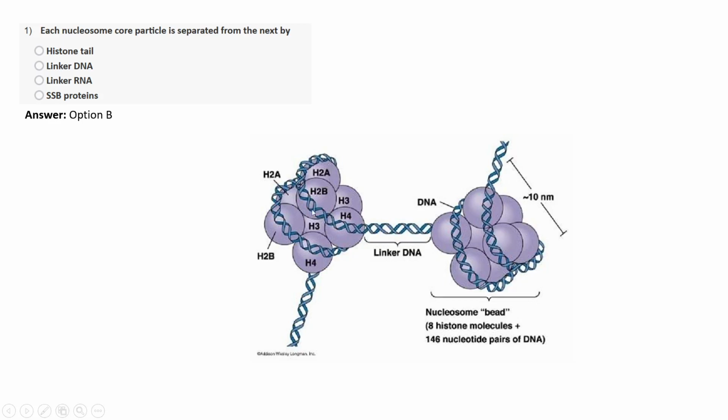Each nucleosome core particle is separated from the next by what? Histone tail, linker DNA, linker RNA, or SSP protein. So what can be the correct answer? Each nucleosome particle is separated by the linker DNA. So these are the subunits H2A, H2B, H3, and H4, and these are the nucleosome core particles. And here you can see the DNA bound. The linker DNA is basically the DNA which links the two nucleosome core particles.